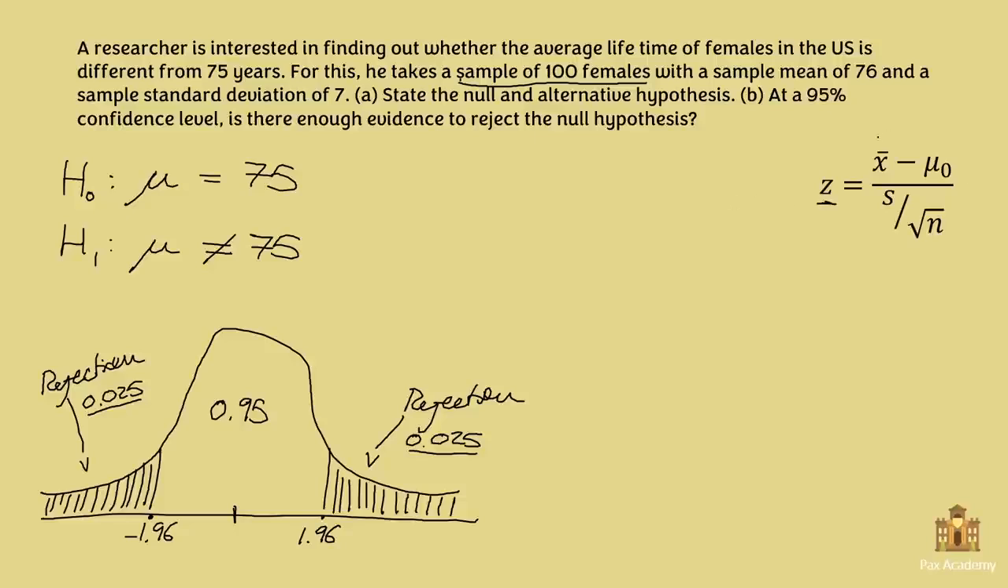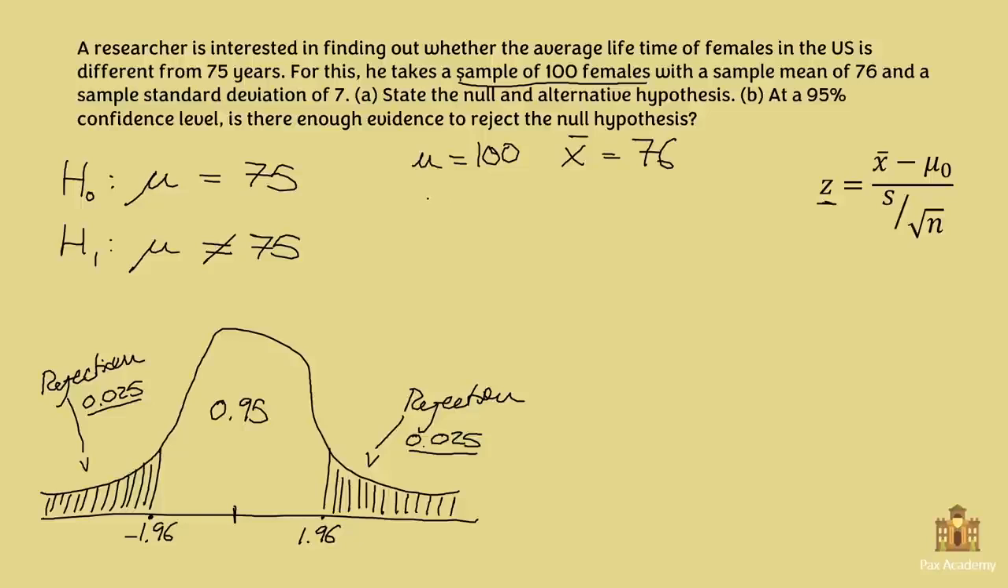Now, as you can see, here is the formula for it. But before we use this formula, let's write down what we know. So we know that the sample size is 100. We know the sample mean is 76.